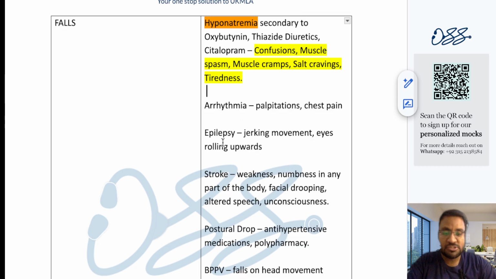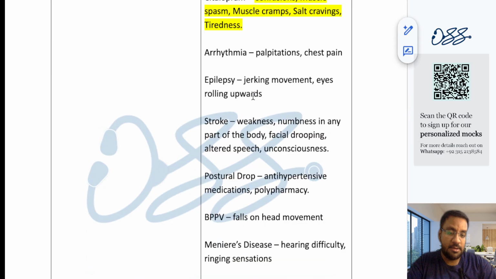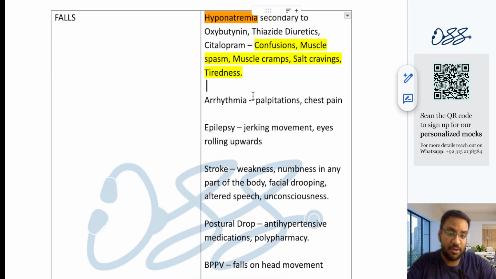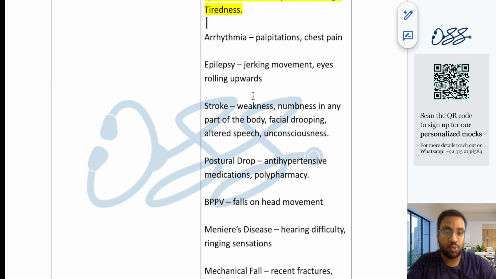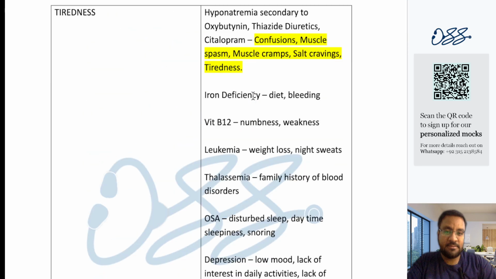You need to make sure that the hyponatremia cases are read up, and you're well aware of what the hyponatremia cases and the causes are and how to rule them out. Okay, and then the tiredness, as I mentioned, that hyponatremia also presents as tiredness. Okay, so you need to have that in mind.